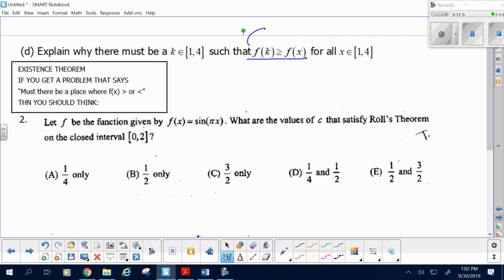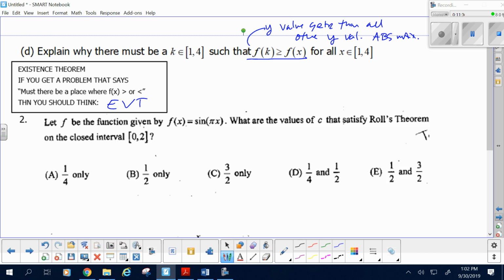This, in plain old English, means a y value greater than all other y values. What do you take that to mean? Max, yeah, it's absolute max. When you see some kind of phrasing that says, does there have to be a y value greater than all other y values? That's an EVT. The third existence theorem is the EVT.